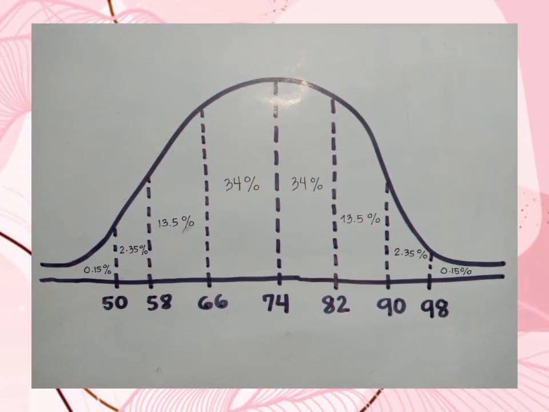So, our mean is 74, then our standard deviation is 8. So we add 74 plus 8, which is 82 for one standard deviation, and 90 for two standard deviations. It is the same for the other side. 74 minus 8 is 66, then 58, then subtracting 8 again, 58 minus 8 is equal to 50. So we know that the areas are 34% and 13.5% next. Next area is 2.35% and the last part is 0.15%.